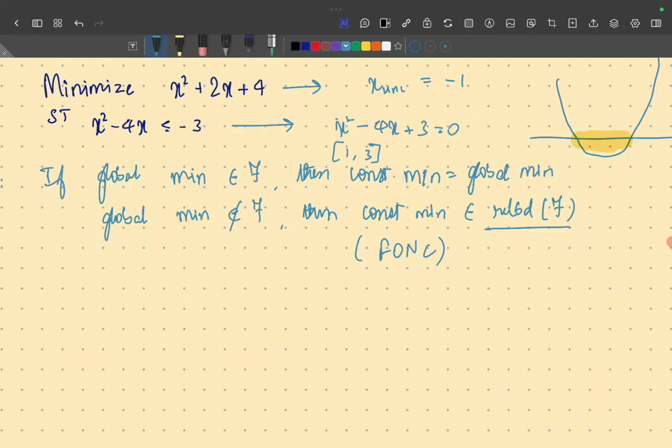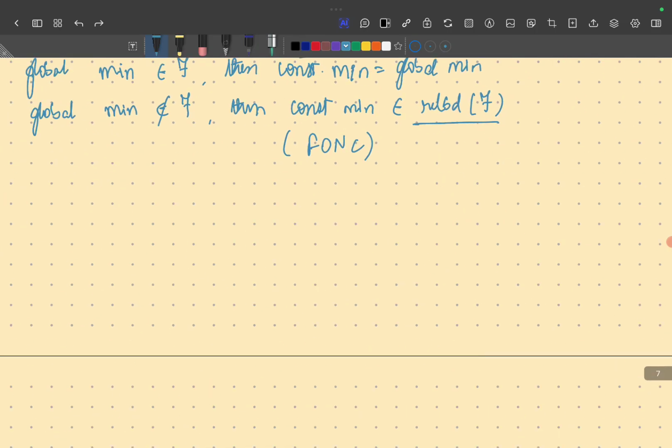So coming back to the example, I want to minimize x squared plus 2x plus 4, and the corresponding constraint set happens to be the interval from 1 to 3. So is it the closest point to the unconstrained minimum? Okay, so that's one way you can try to guess. So where is the global minimum? It's at -1.